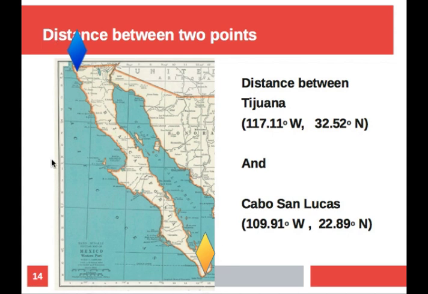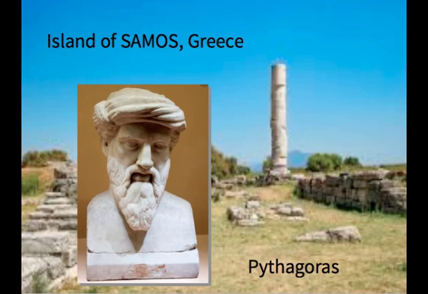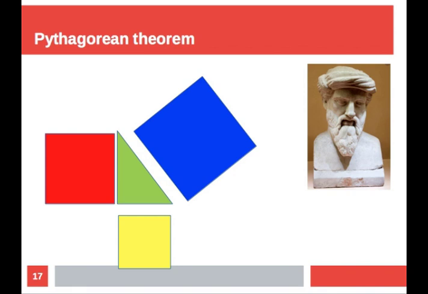And to do that, we need to go back in time to a city called Samos in Greece, the island of Samos. And in there we have back then, guys, there was a philosopher mathematician known as Pythagoras. And one day he was playing with some triangles, and he found out the following.